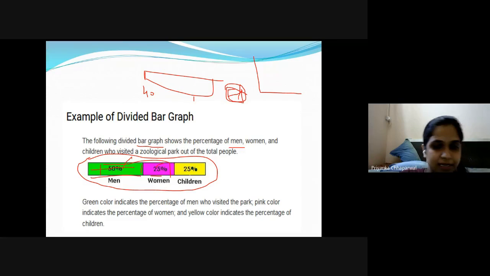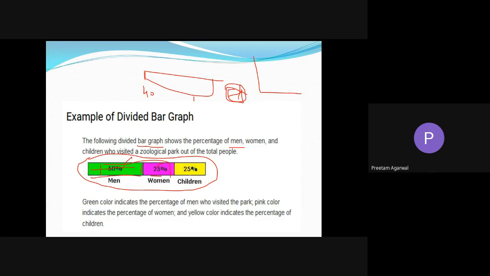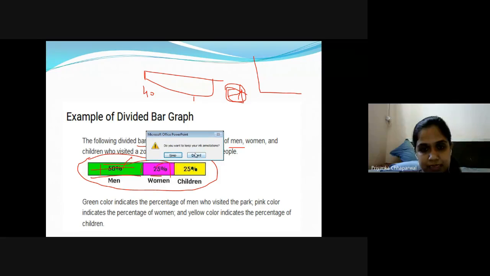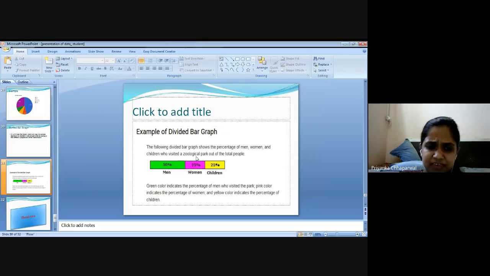Yes, student, is it clear? Do you have any doubt related to graphs? Are all of you able to draw the graph? Yes, ma'am. Yes, it is not too tough. It is too easy, I think.